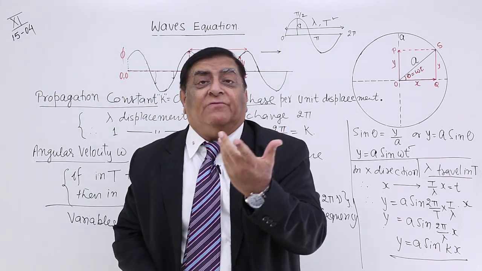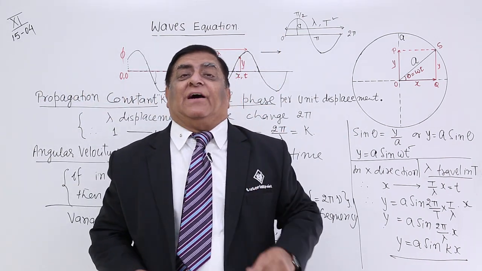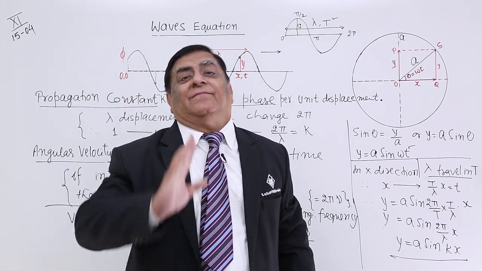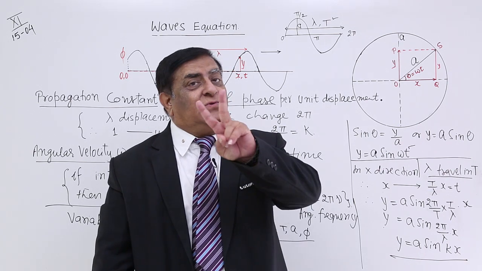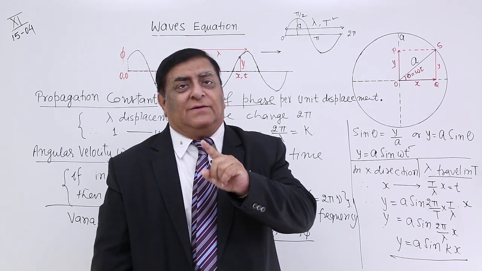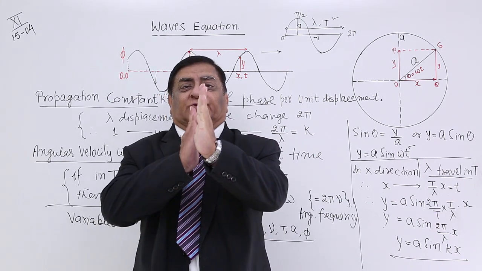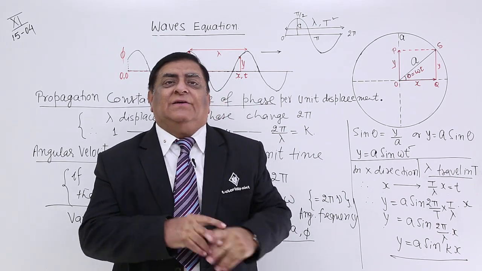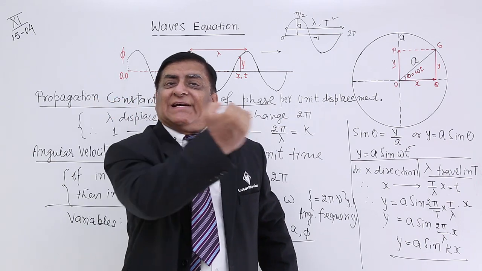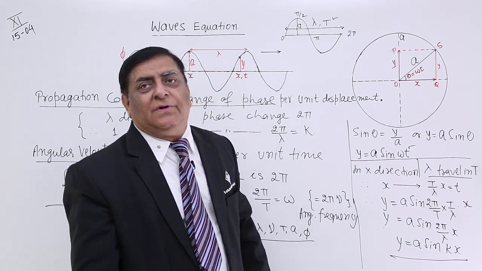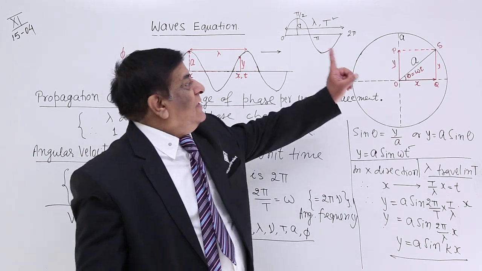This is the graph between y and time. So I can have two types of graphs. One, displacement versus time, when x is frozen. The other one is displacement versus x, when time is frozen. Okay, now what are the relations?